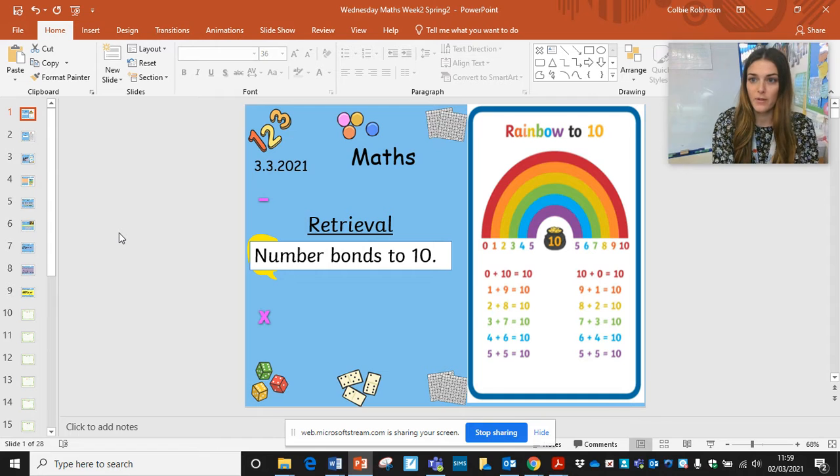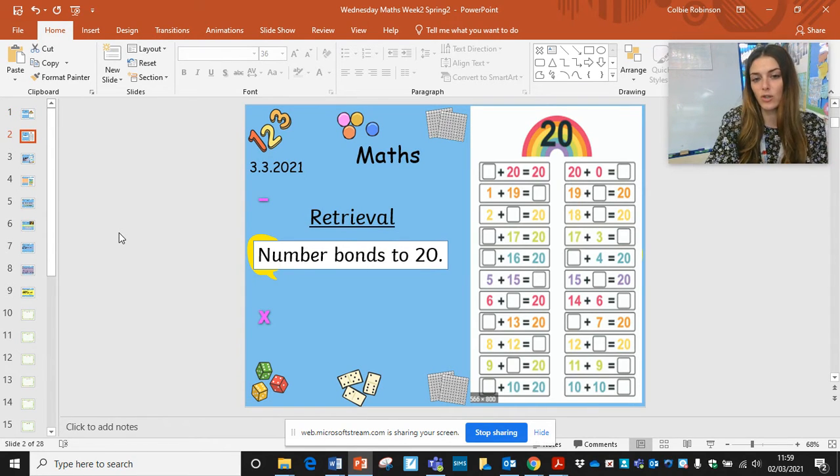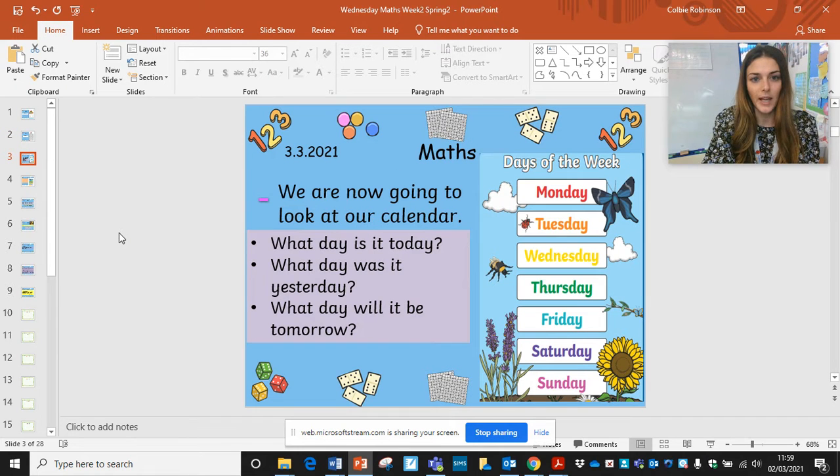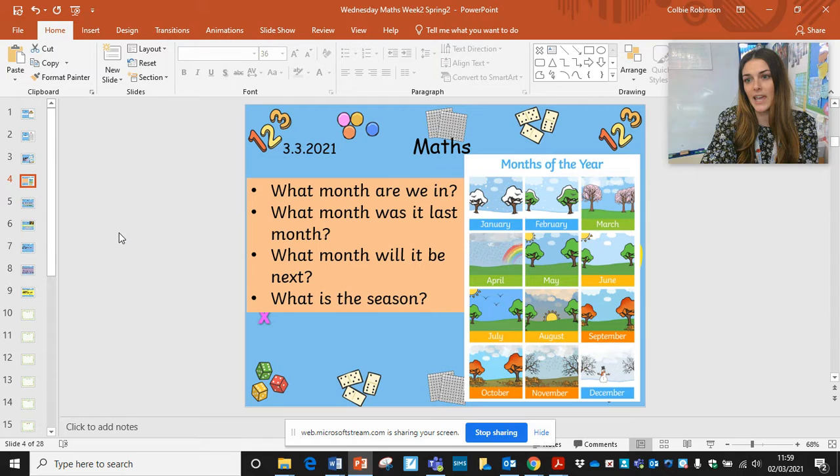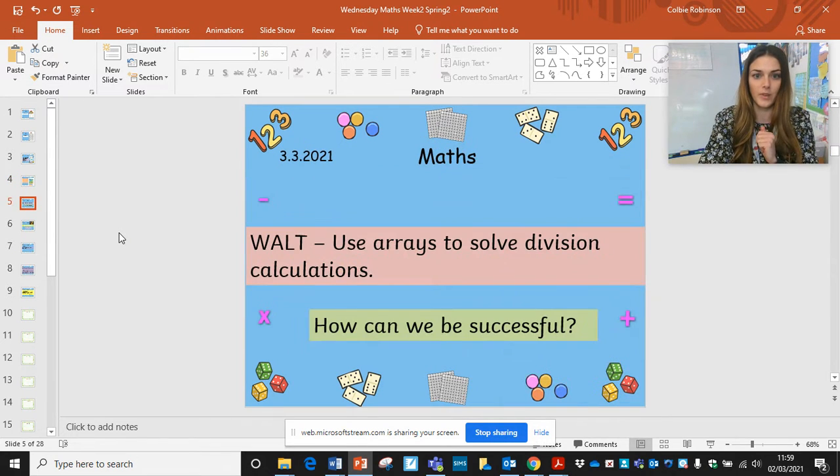So your retrieval is recapping previously learned knowledge and understanding, or a skill that we've been learning. So your number 1 to 10 is your first, and then your next one is your number 1 to 20. Then you can move on to your calendar, so your days of the week, and then on to your months of the year and focus on the season that we are in or going into.